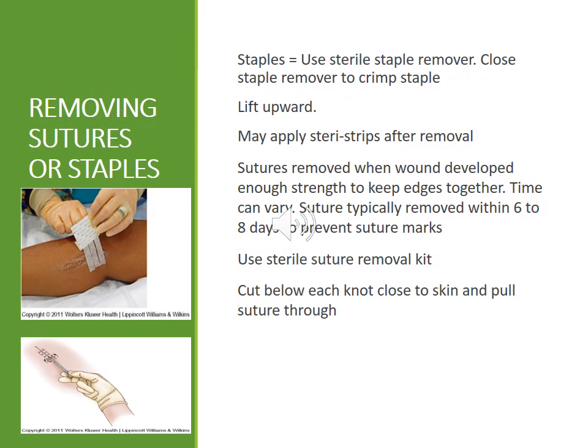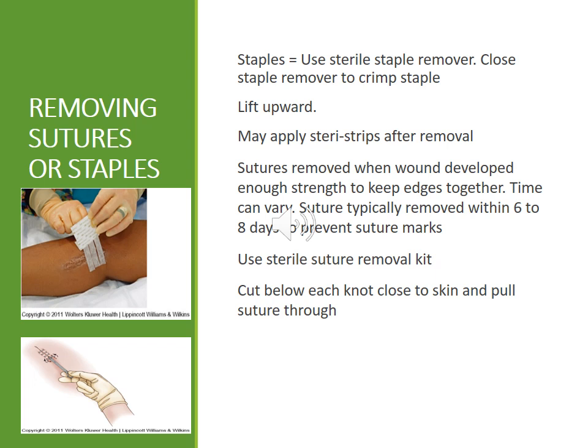And this is our last slide for this chapter. I'm sure you're as excited as I am. And it talks about removing sutures or staples. So for staples, we want to get a sterile staple remover. There will be kits on the unit. A closed staple remover is used to kind of crimp the staple and lift up on it upward. After staples are removed, you may want to apply steri-strips after removal. Again, you can check your physician orders to see if that's wanted.